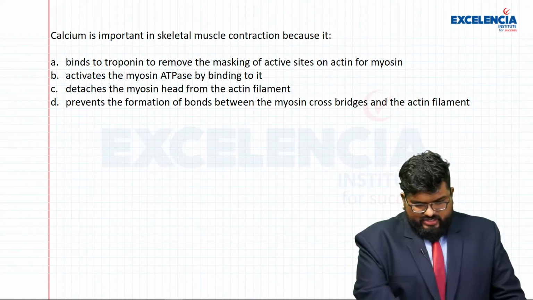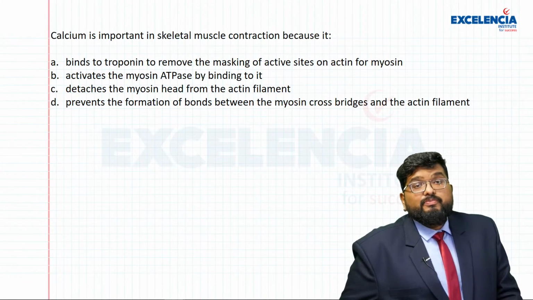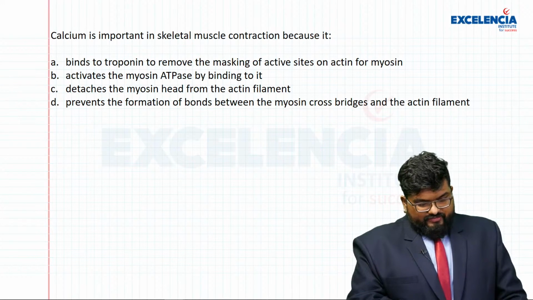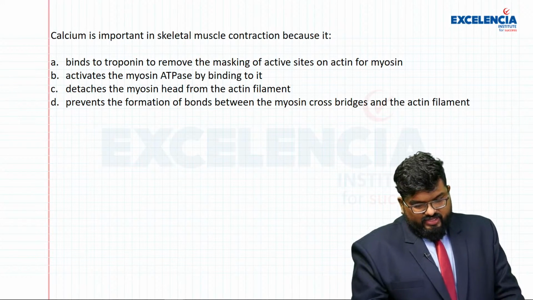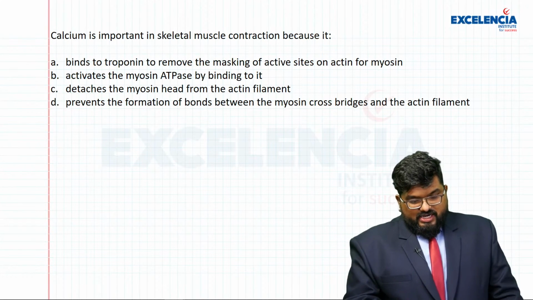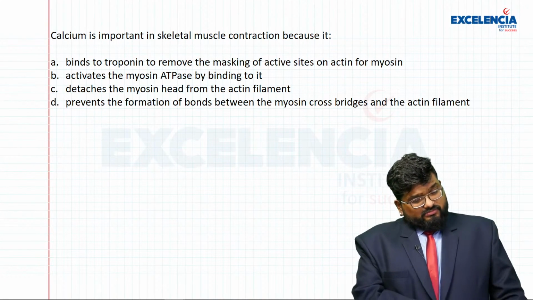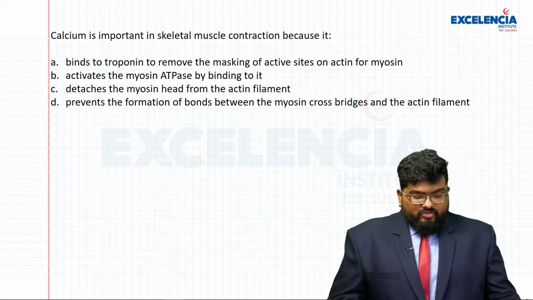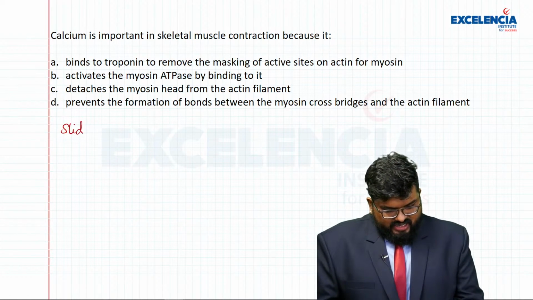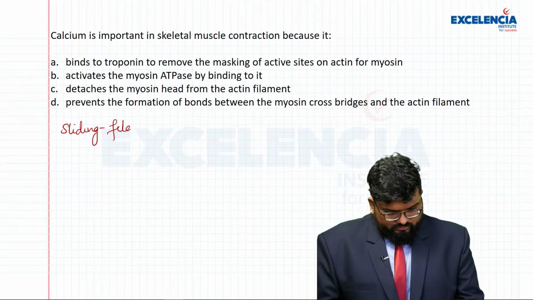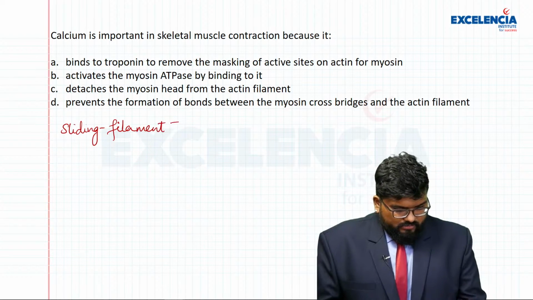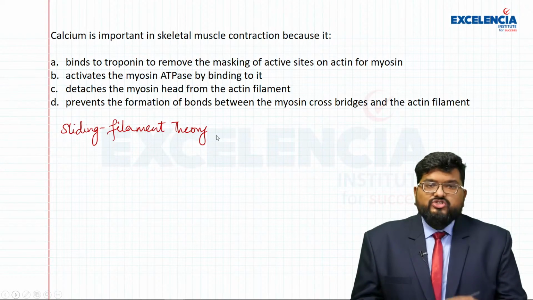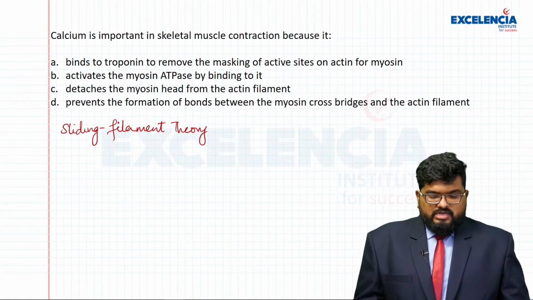Next question. Calcium is important in skeletal muscle contraction because it binds to the troponin molecule to remove the masking of active sites on actin for myosin, activates the myosin ATPase by binding to it, detaches the myosin head from the actin filament, prevents the formation of bonds between the myosin cross bridges and the actin filament. Now this brings us to the sliding filament theory, or the theory of muscle contraction, from the chapter Locomotion and Movement.